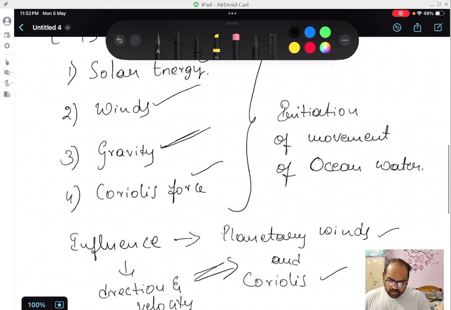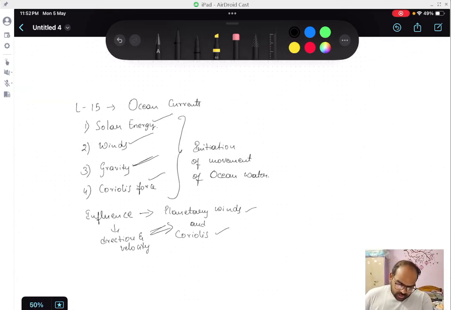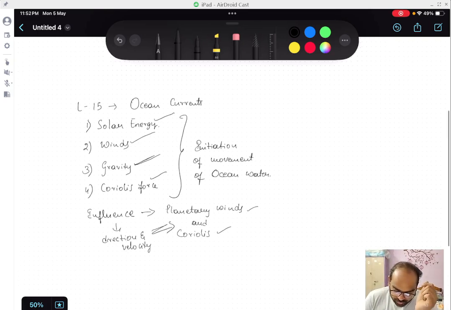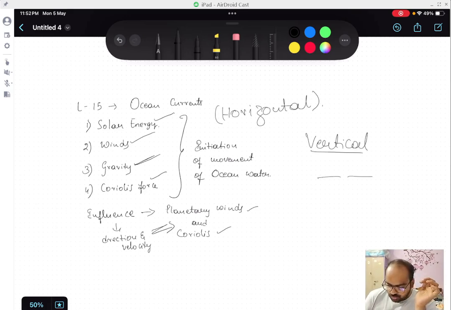Okay, and next, after this is about horizontal movement. Due to these forces, what happens? Oceanic water moves in a horizontal way, right? Next, vertical movement of the oceanic water. Vertical movement means the oceanic water sinking down and moving. Okay, how does this vertical movement happen?